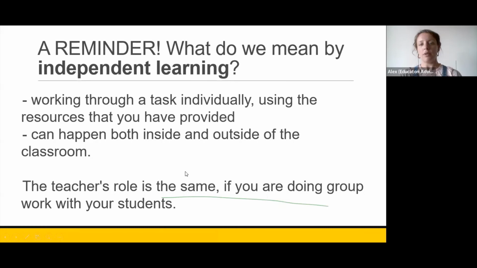So let's say that you want them to complete a punctuation task, but do it in a small group, three or four of them. What's your role during that task?